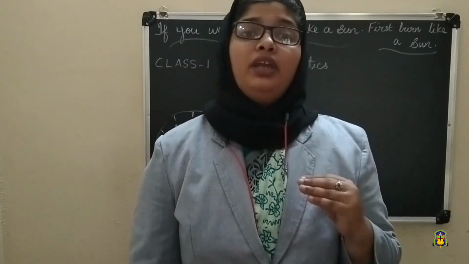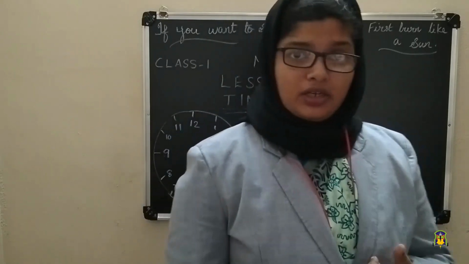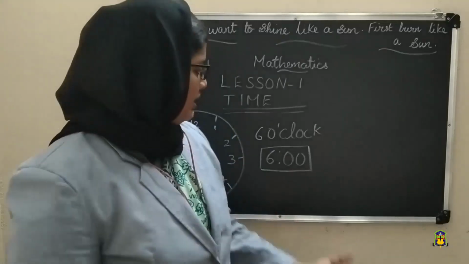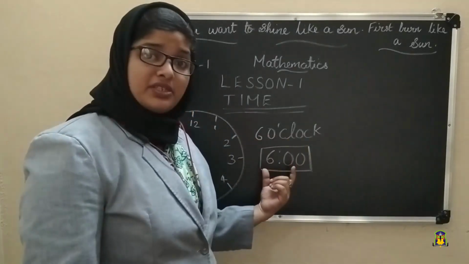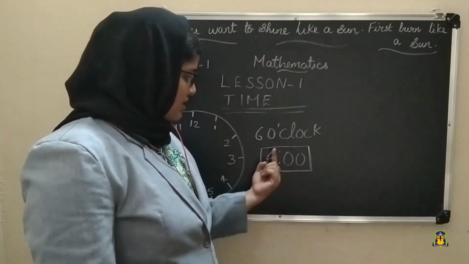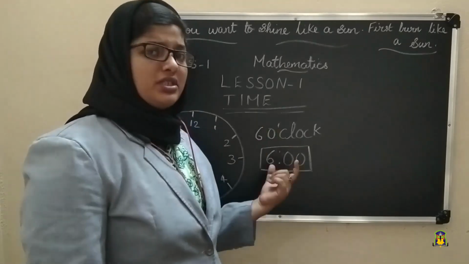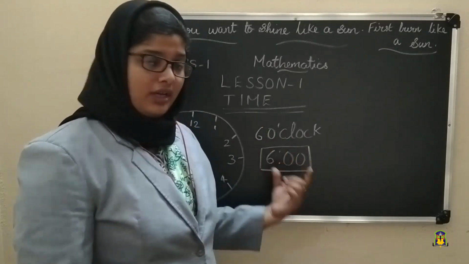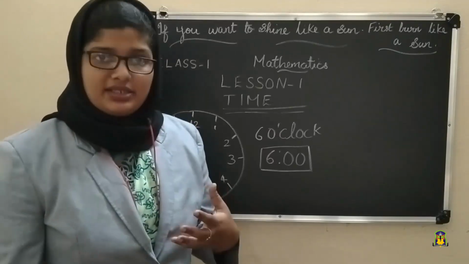Next, we are going to draw the hands of the clock. So, all of you look here. Time is given there. 6 o'clock. The time is given in digital also: 6, colon, then 0, 0. So, this is 6 o'clock. Here, a clock is given, and you have to draw the hands.